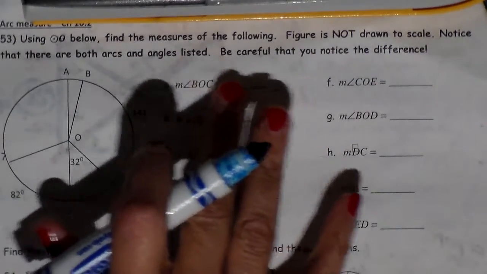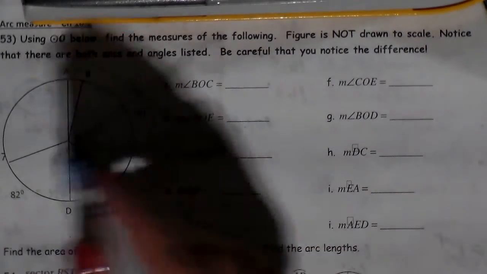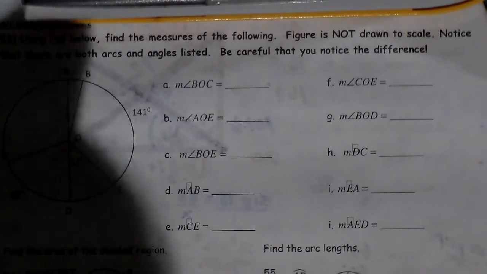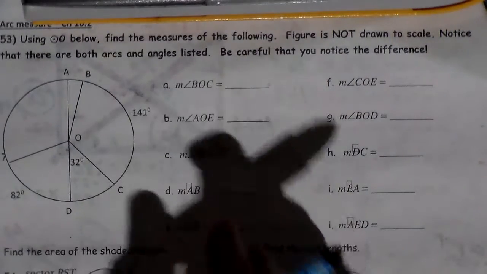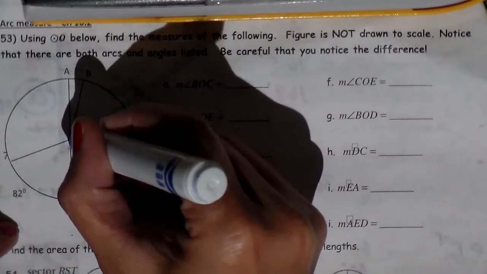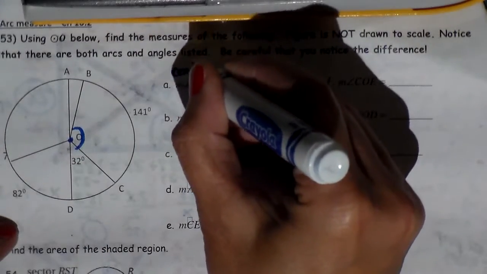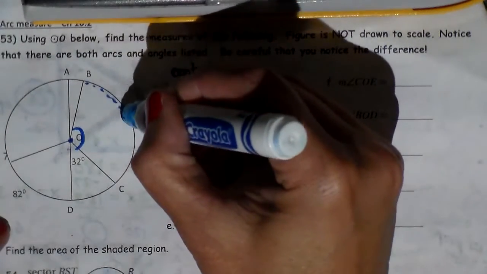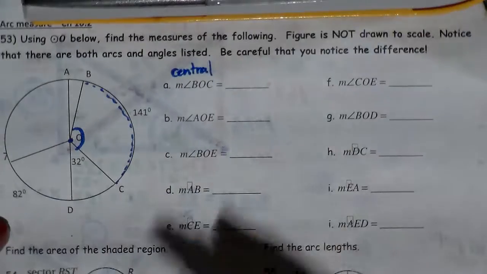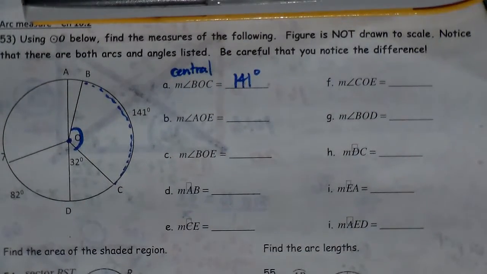Notice there are both arcs and angles listed. Be careful that you notice the difference. Remember, an angle is an angle, like we know a traditional angle. An arc is an arc, okay? What is the measure of angle BOC? BOC is a central angle, okay? So it is the same as the arc. So it is going to be the same as arc BC, which is 141 degrees. So all of the central angles are the same.